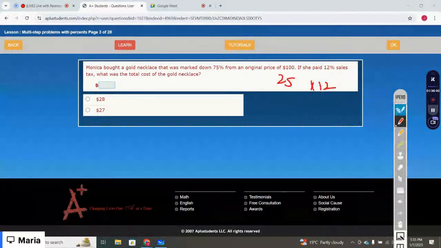25 times 12 over 100 is 3. So the original price is $100, right? That is marked down 75%. So that means now the price is $25. Calculate 12% of $25. That is 3. So 25 plus 3 is $28. So the correct option is $28. That is option number 1. That is $28.